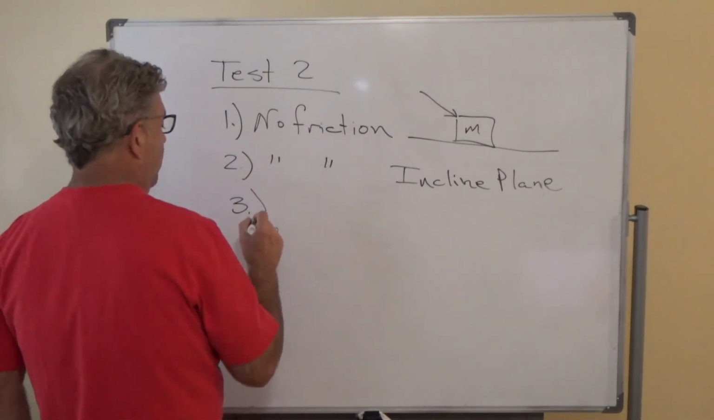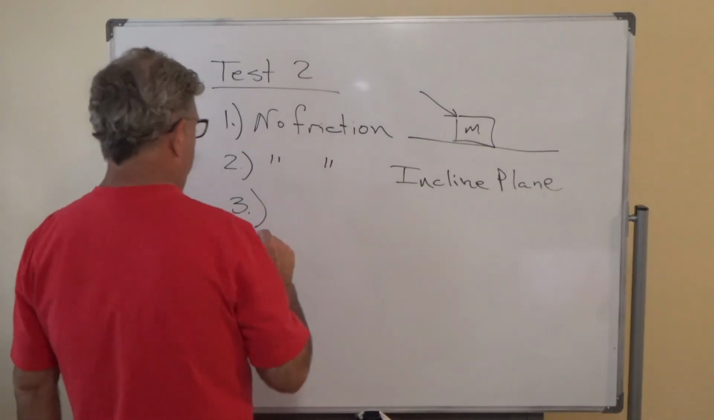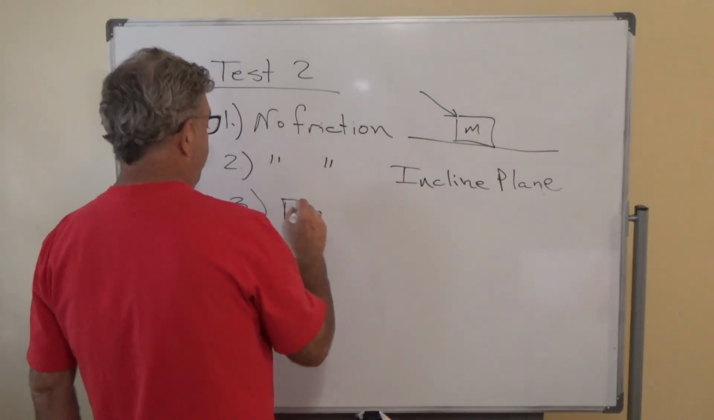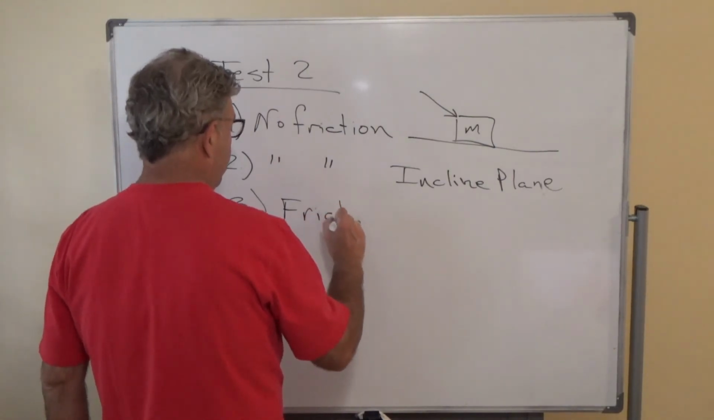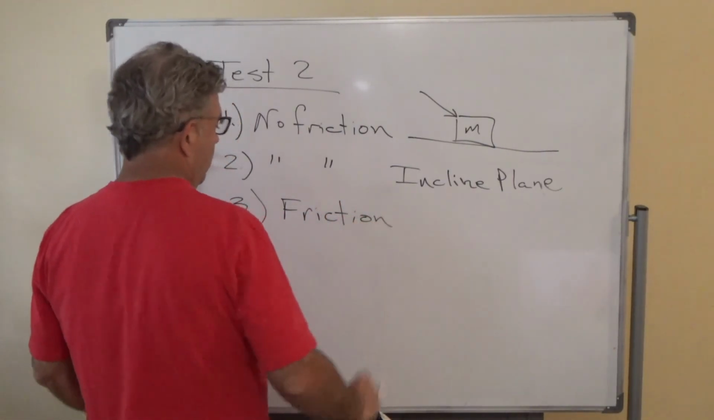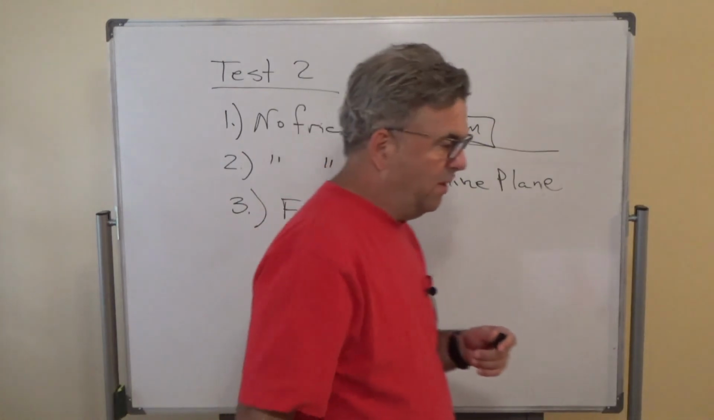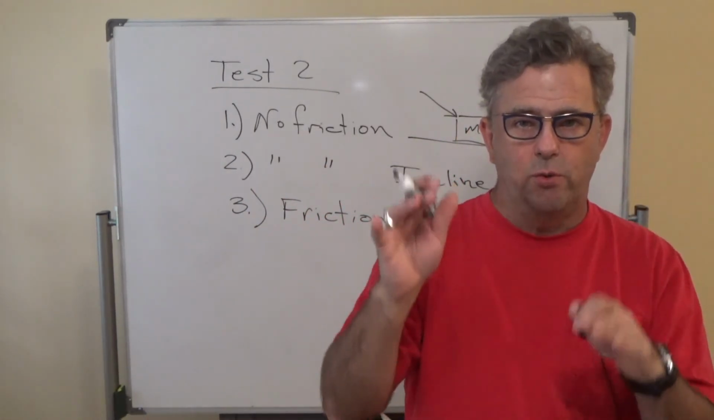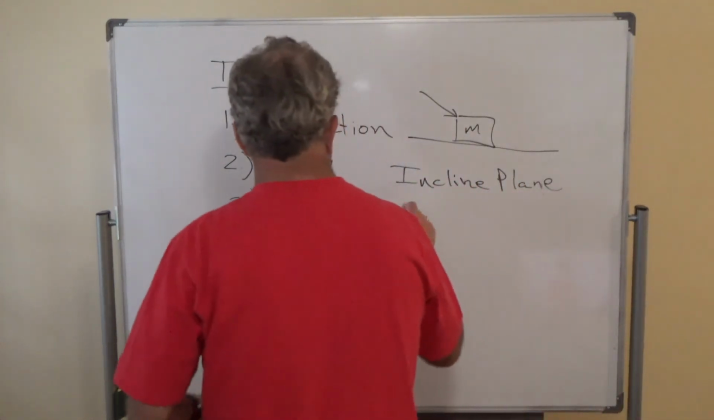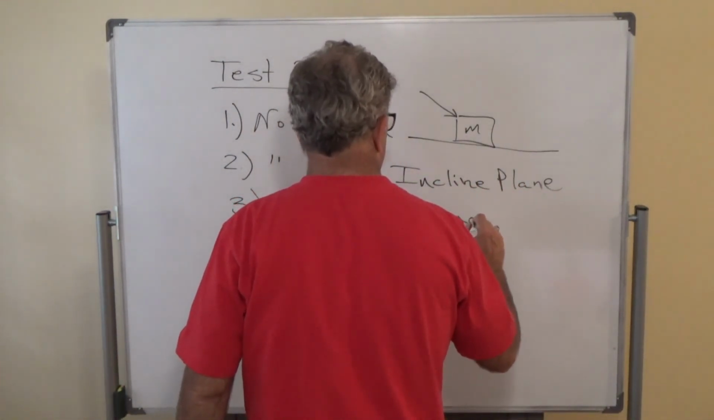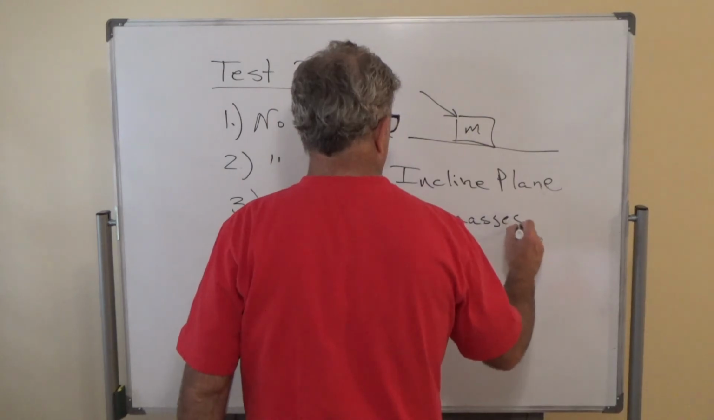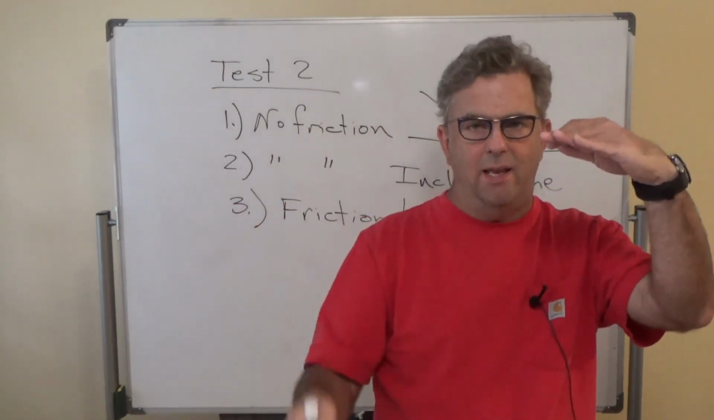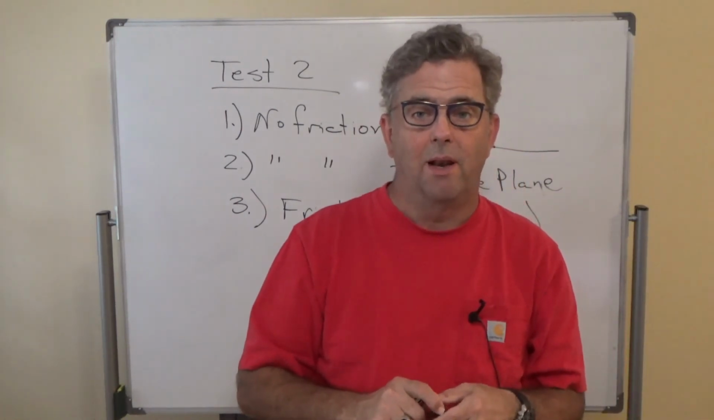Number 3. Number 3 will be something with friction, like maybe like the one with the objects on the table with the string. So it'll be friction and 2 masses. Okay, maybe a flat surface and a hanging mass, something like that.